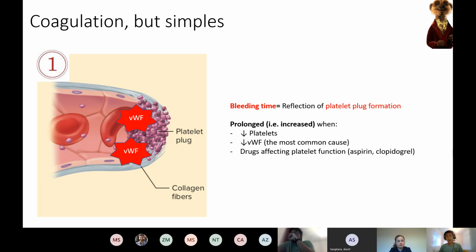So if you've got low platelets in your blood, that's called thrombocytopenia. If you have low von Willebrand's factor, and that's actually the most common cause because it's quite a common genetic disorder. Or if you have any drugs that are affecting the platelet function. So if a patient's on aspirin and clopidogrel, their bleeding time might be increased.